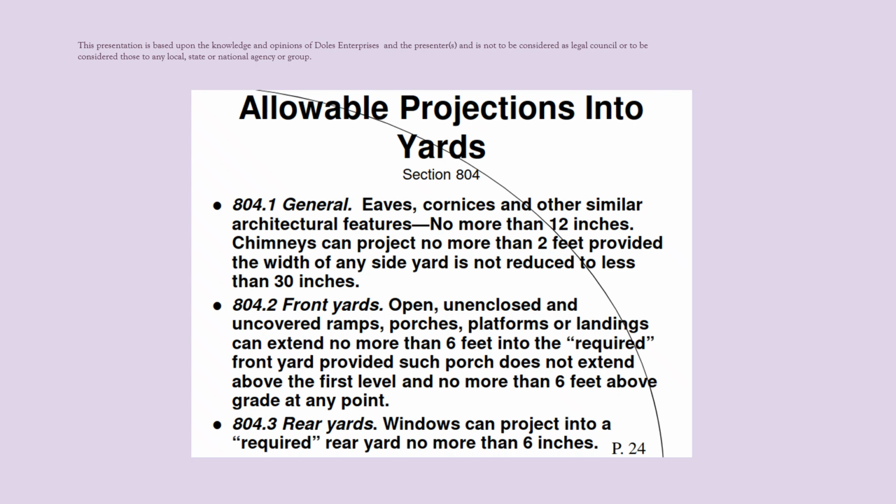Allowable projections into yards. Eaves, cornices, and other similar architectural features no more than 12 inches. Chimneys can project no more than 2 feet, provided the width of the side yard is not reduced to less than 30 inches. Front yards, this is the key for most exams. Open, unenclosed, and uncovered ramps, porches, platforms, or landings can extend no more than 6 feet into the required front yard, provided such porch does not extend above the first level and no more than 6 feet above grade at any point. Rear yard stipulations include windows can project into a required rear yard no more than 6 feet.